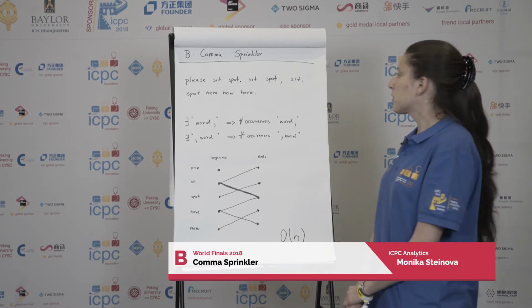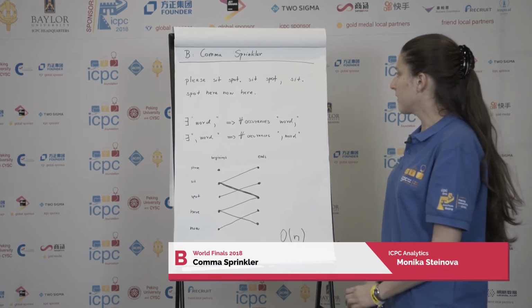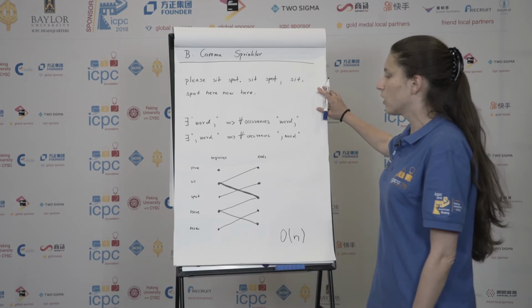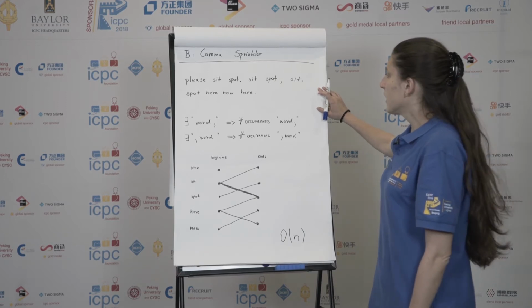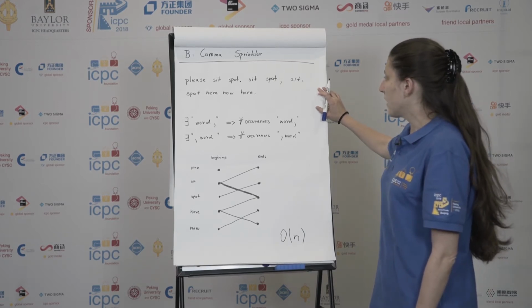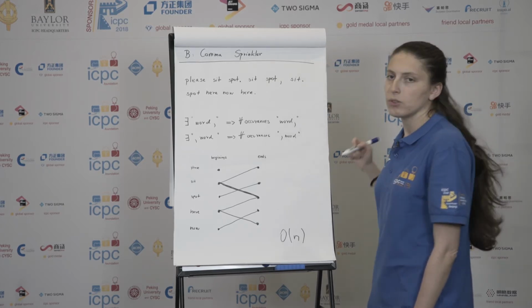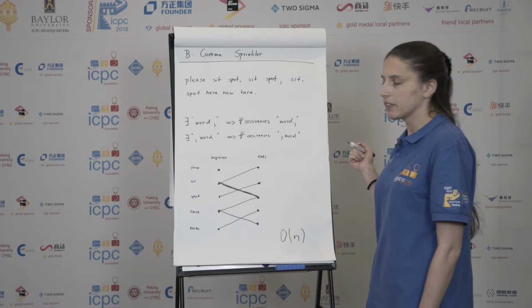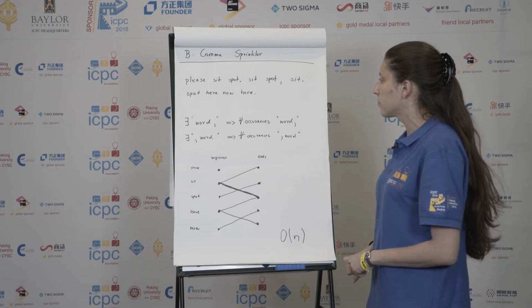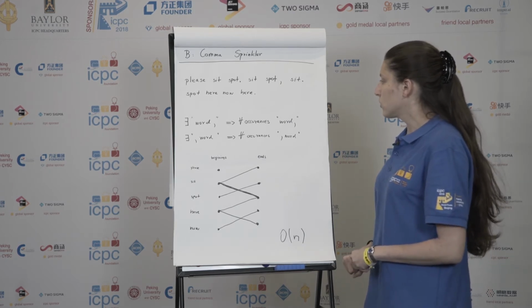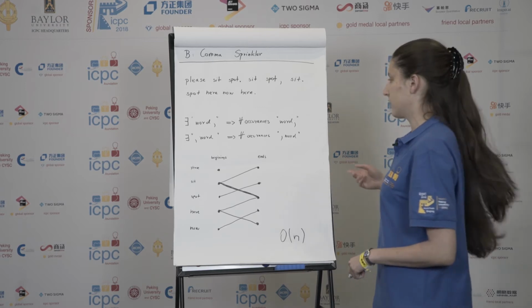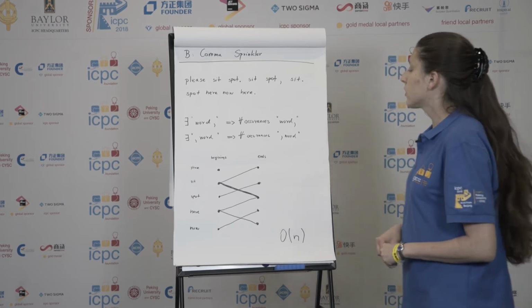Analysis task, comma sprinkler. We are given a very long text of English letters, spaces, commas, and periods. The text can have up to 1 million characters, and our goal is to apply very simplified rules of applying commas in the sentences, and the rules are as follows.